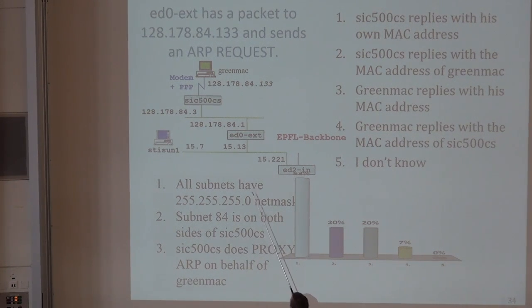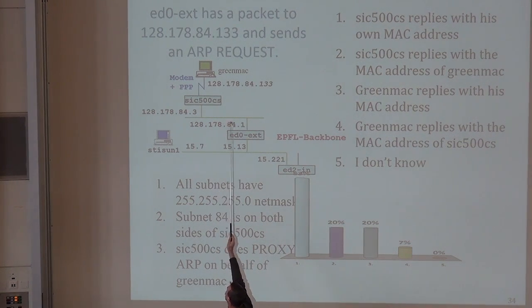Then this guy should respond with a MAC address. So who can respond to the ARP? Well, certainly Green Mac cannot, because anything that it does will be received first by SIG. And probably if you're connecting over a satellite link from a very remote and complicated country, you don't want to send the broadcast ARPs over the satellite link, so it will not. So who needs to answer? Well, it's SIG 500CS. And it needs to answer with a MAC address, which is its own MAC address.